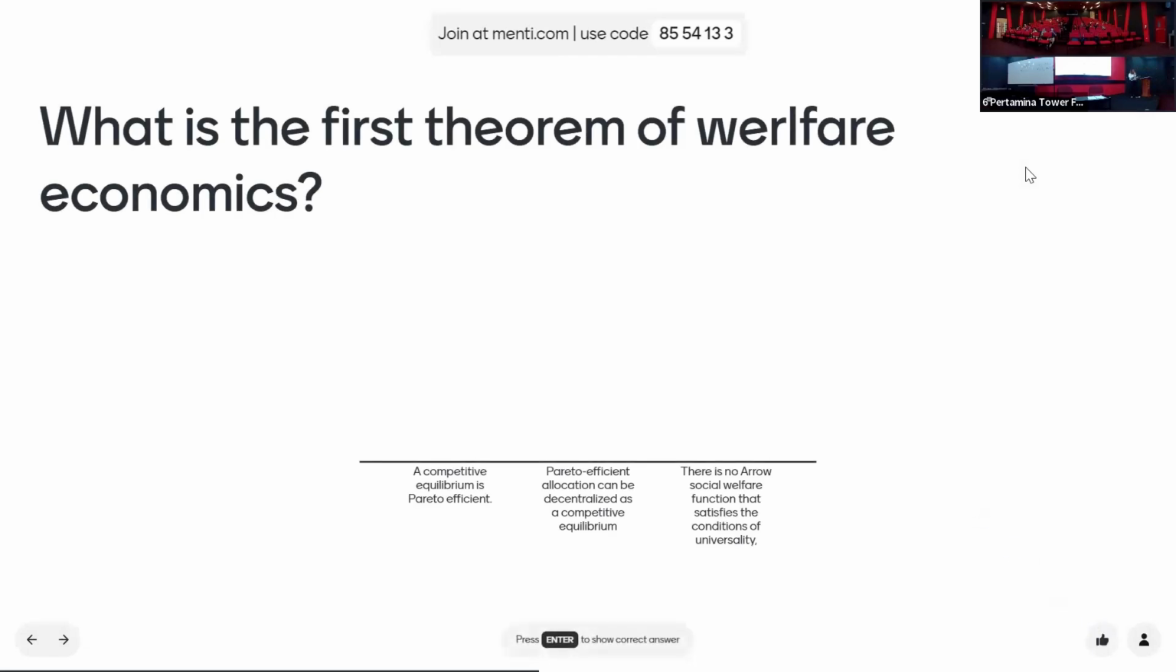And this is a little test to know if you are awake or not. So I want to take you back to the theory. And if you could tell me what is the first theorem of welfare economics? You can Google it if you want.